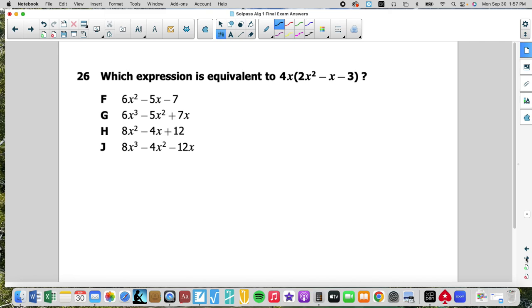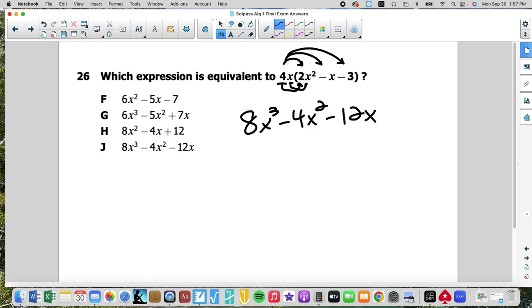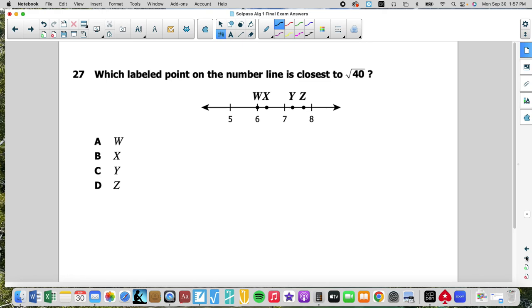Which expression is equivalent to? So we would distribute. I'd look and make sure I can't combine anything, which I can't. That's coefficients and then variables. So 8x to the third minus 4x squared minus 12x. And it should take you that much time. That would be J. Make sure you distribute to all 3 for 26. So some of these problems you should be sort of moving quite quickly.